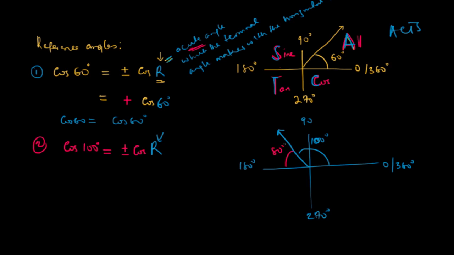So, and then that is 80 degrees. So that tells us that this angle here is going to be the cosine of 80 degrees. But then which sign is it going to take? Is it going to be positive or negative?